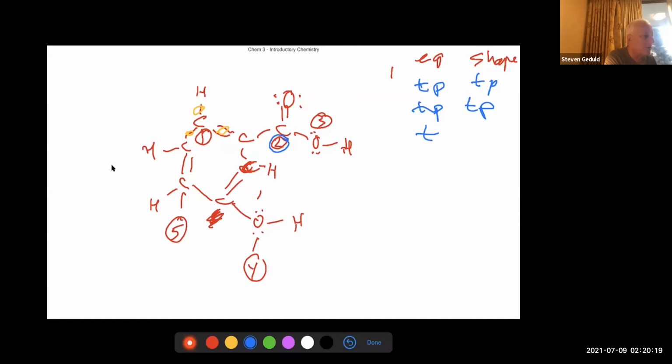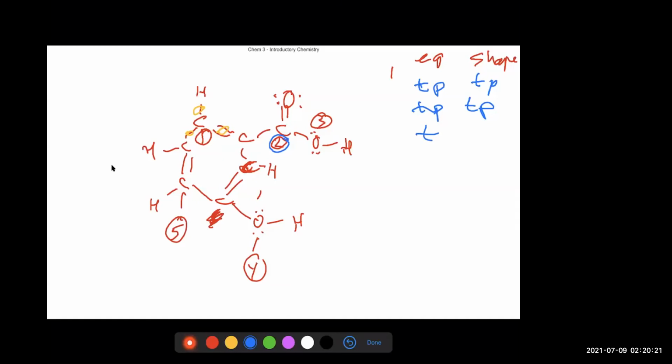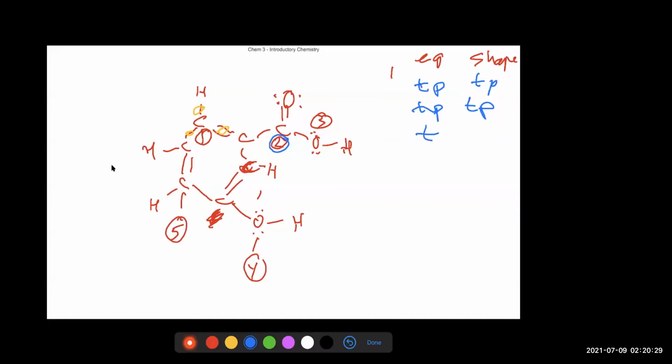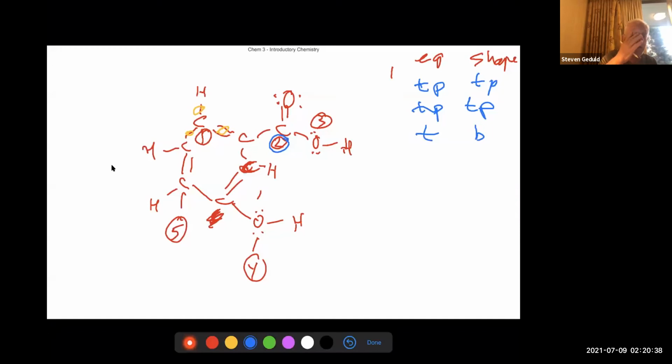So number 3 was tetrahedral, right? So the electron geometry is tetrahedral. What's the shape? Linear. Not linear. It's bent. There's 4 points to it. If there were no non-bonding electron pairs, that would be linear. But if there are non-bonding pairs, they exist. So it's 2 points to a tetrahedral, which is a bent shape.